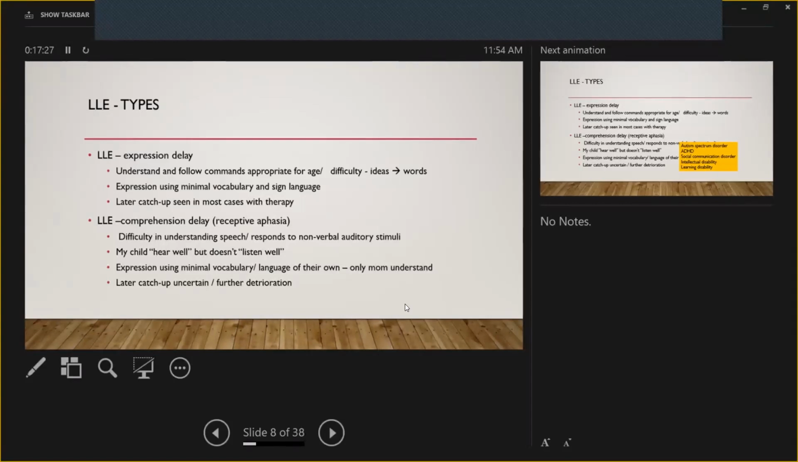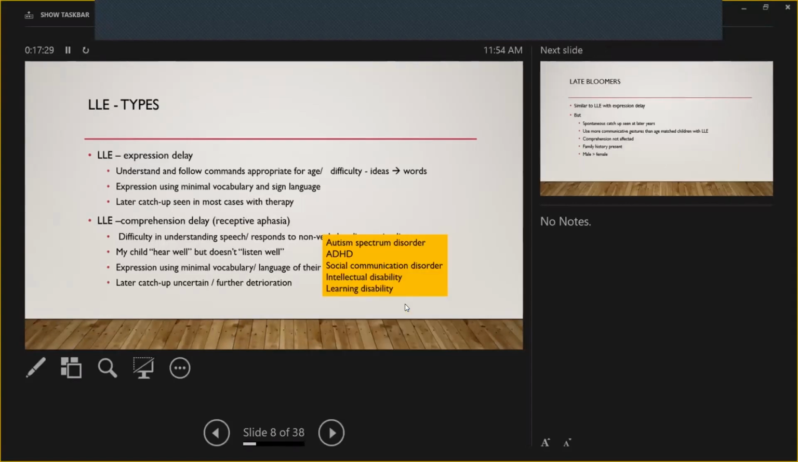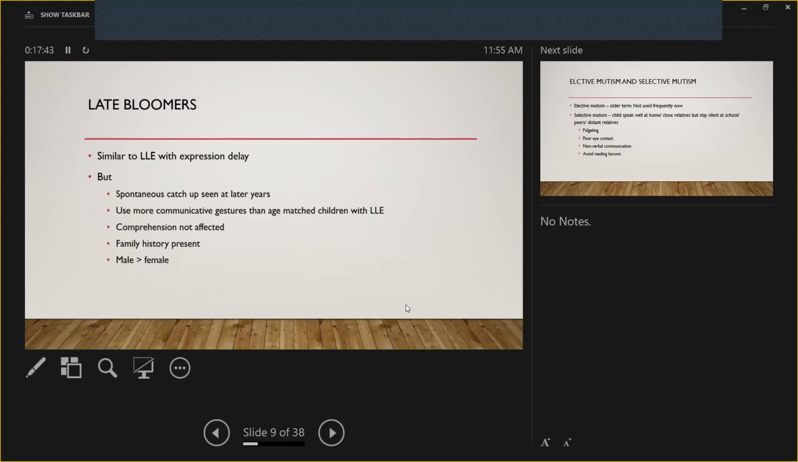Okay? These children can sometimes have other disorders like autism, ADHD, social communication disorder, learning disability, right? So this is not a simple thing where you can just watch and wait. But on the other hand, there are some children called late bloomers, similar to late language emergence, but they spontaneously catch up. Right? You don't have to do anything; they will spontaneously catch up.